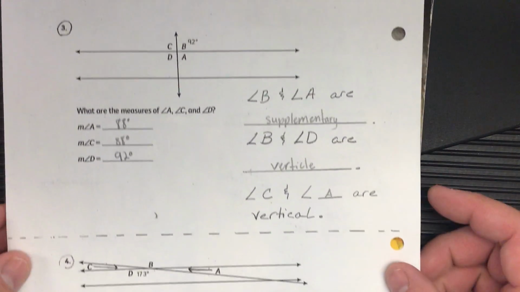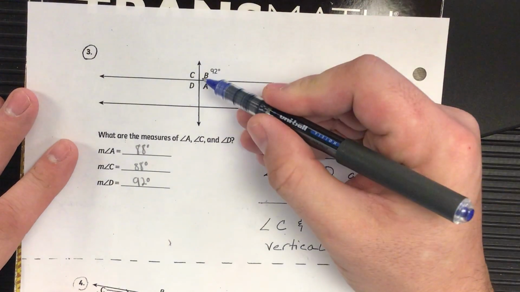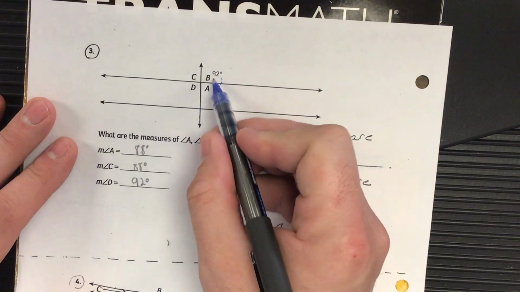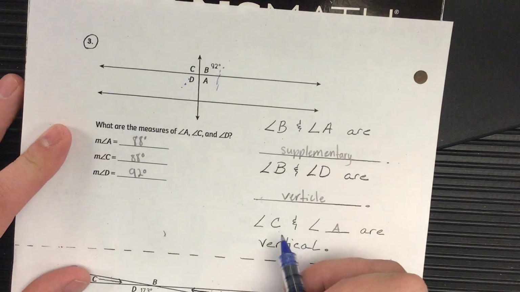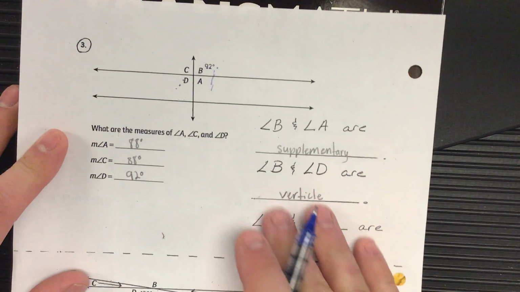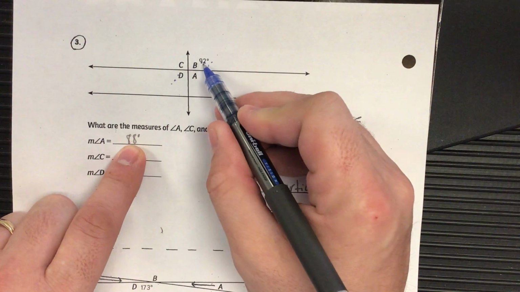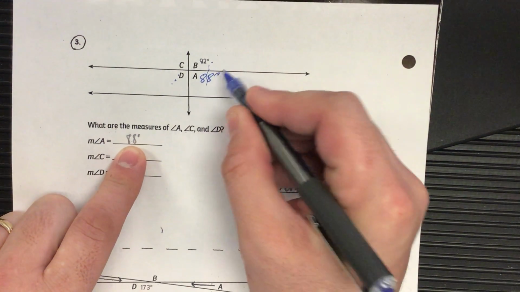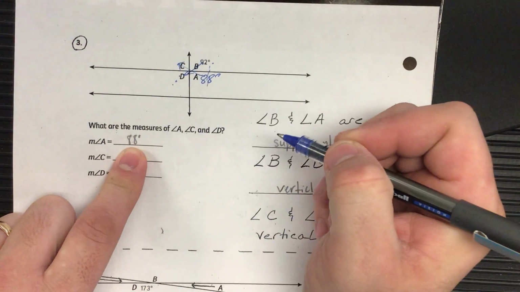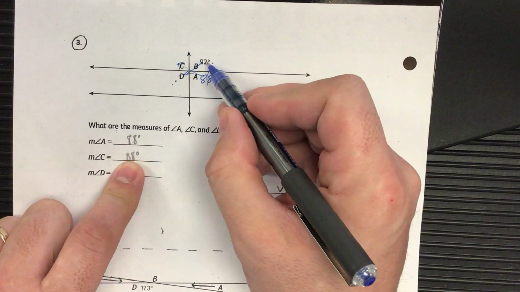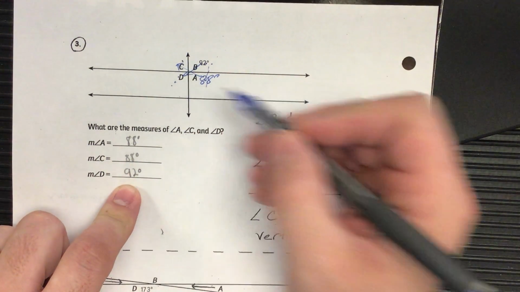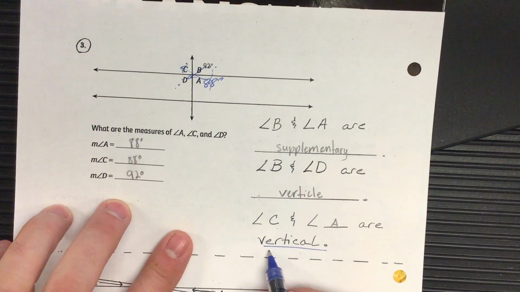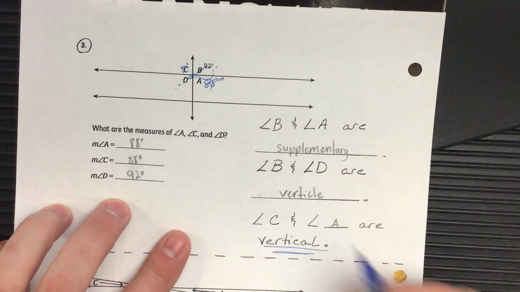First question, this was Kira's. B and A, they are next to each other, so they are supplementary. Remember, that means they add up to 180. B and D, across from each other, vertical. C and A are vertical, they're across from each other. Let's see if she got them right. Is 88 and 92, 180? Yeah. So once I have 88 here, should be easy. They're the same across from each other. So C is 88, D is 92. Well done on that one. Okay, only thing is vertical is spelled this way, just for future reference.